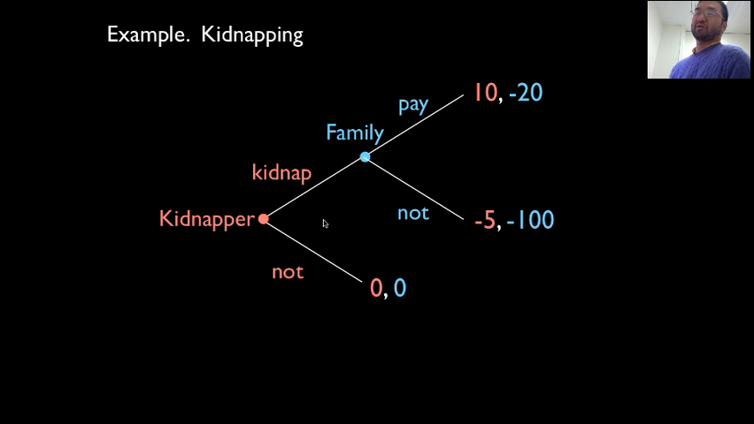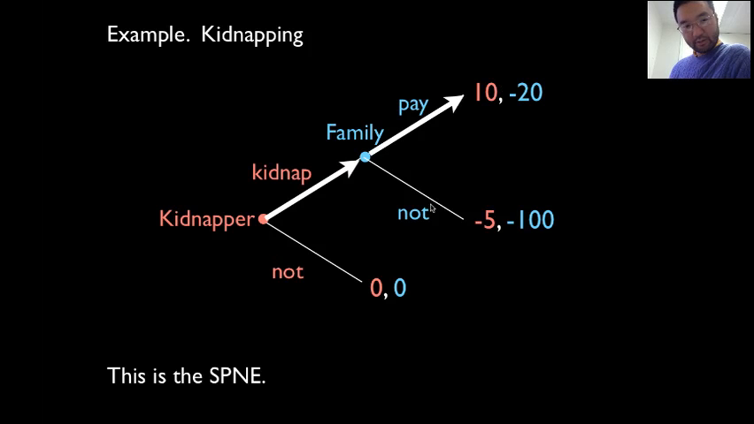Let's do another backward induction example. Kidnapping, remember the very first example we did? How do I use backward induction? I start with the end. The family can either pay or not. Which is the bigger number? The family is choosing between minus 20 and minus 100. Minus 20 is bigger, so the family pays. Given that, the kidnapper can either not kidnap and get a 0, or kidnap and get a 10. Which is bigger? Well, the 10. So this is the subgame perfect Nash equilibrium.